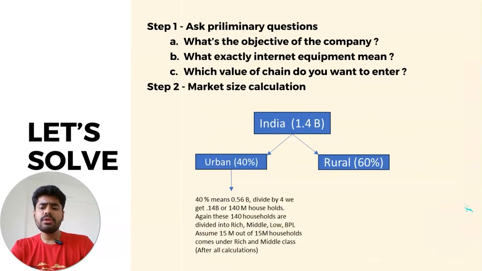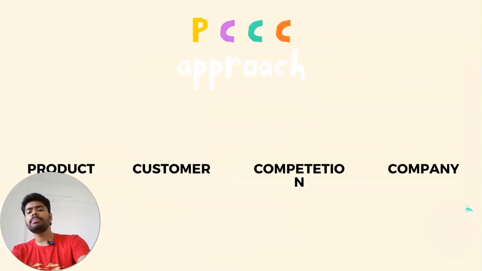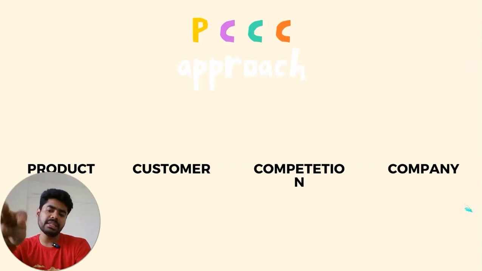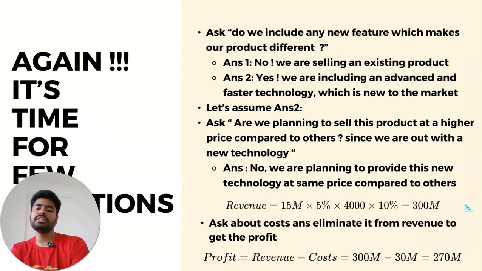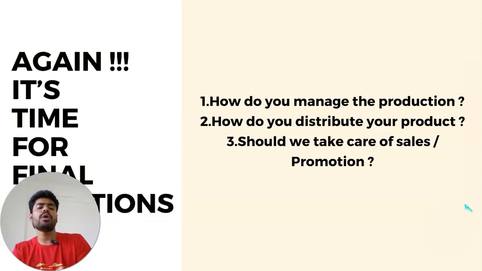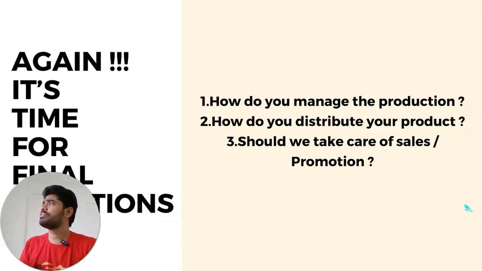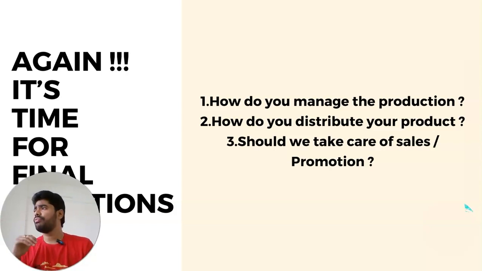Okay, now we have covered the customer part and product part of PCCC. Now we should finish the case. We should give the finishing touch to the case by touching the remaining two segments, competition and company. You are going to ask the interviewer how they manage the production. Does the company already have existing production facilities and equipment, everything? If not, you should think about establishing that.